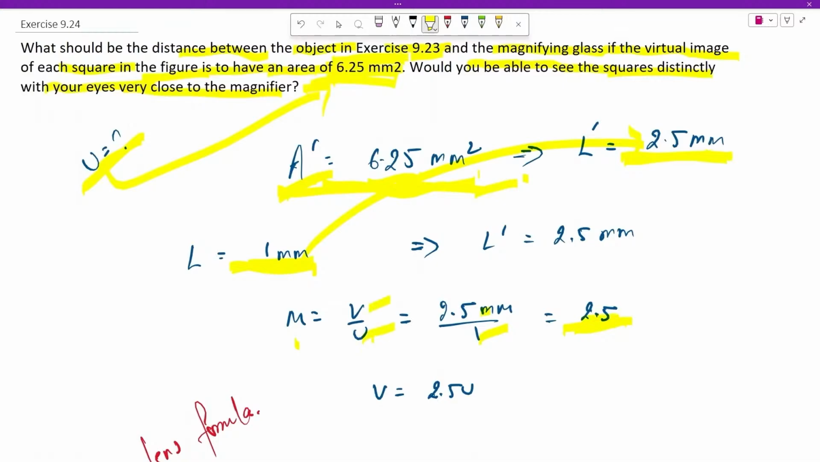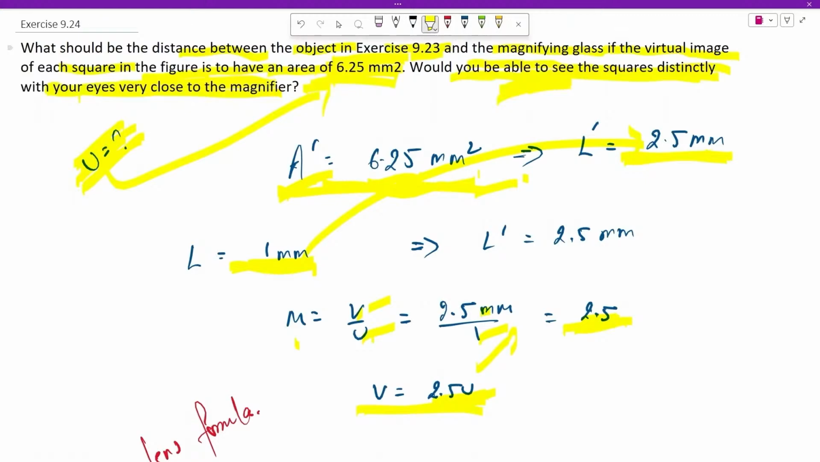So we can say from here that V by U would be equal to 2.5. Now we are required to find the value of U. We have got the value of V in terms of U. We can write V equals 2.5 U from this relation, and we know the focal length of this lens, which is 10 centimeter. So there is only one variable, that is U, to be used in the lens equation, so we can find out the value of U. Later we have to comment on whether you would be able to see the squares distinctly with your eyes very close to the magnifier.